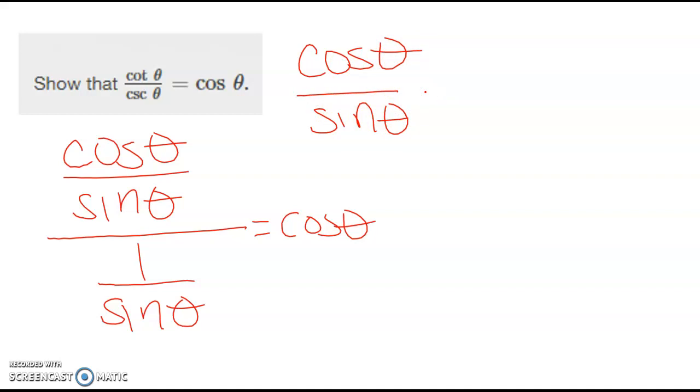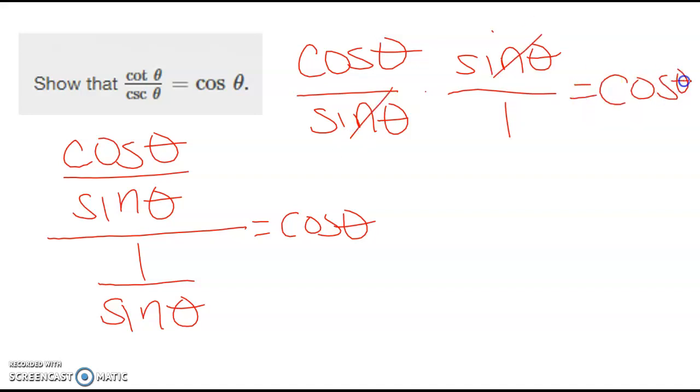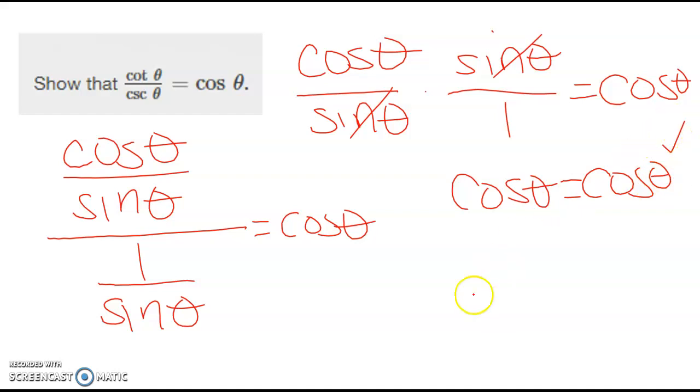Change the division to multiplication. So I have my little multiplication dot there. And then I have sine. We're going to flip or use the reciprocal. So sine theta over 1. So this is elementary. This is multiplying fractions, right? Or dividing fractions. So my sines cross out. And I get cosine theta is equal to cosine theta. So it is proved.